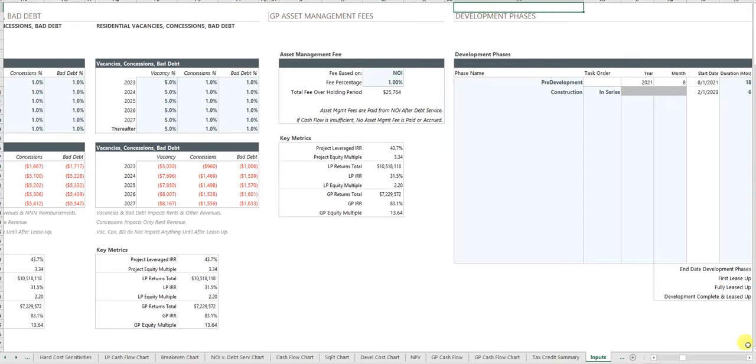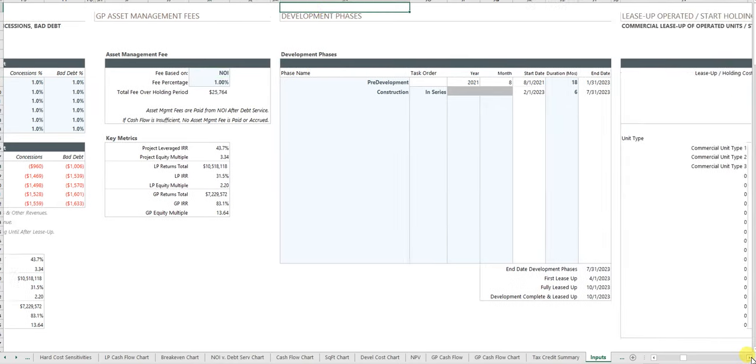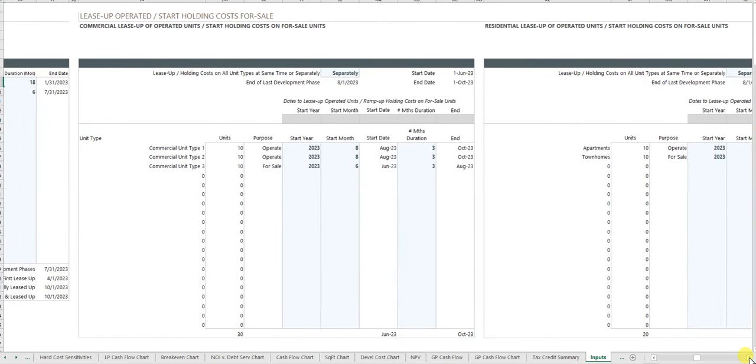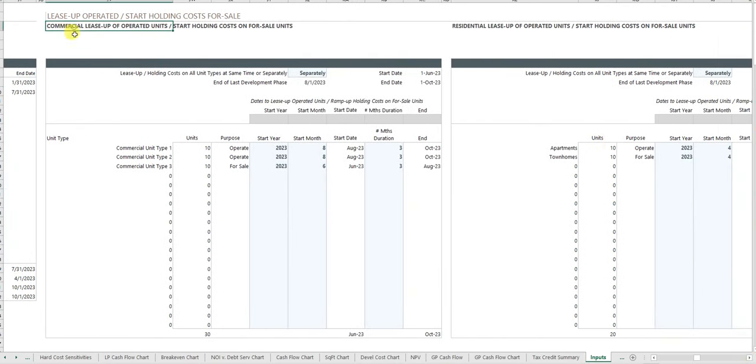Here we tell the model about the development phases and the timing. So you might have a pre-development and a construction phase if it's simple. You could have 18 months for pre-development, 6 months for construction. The model knows based on when you start, it knows the dates of your different phases. You would also tell the model on the operated units, when do they start leasing up? And on the for sale units, when do you start incurring holding costs?